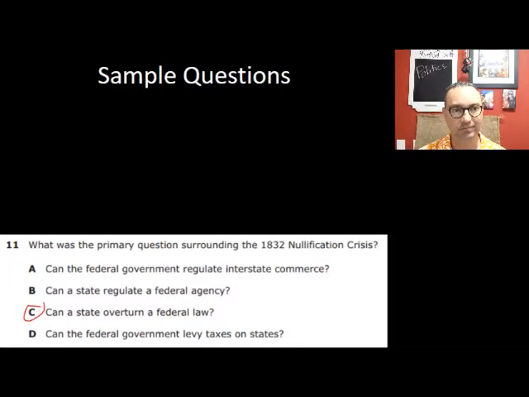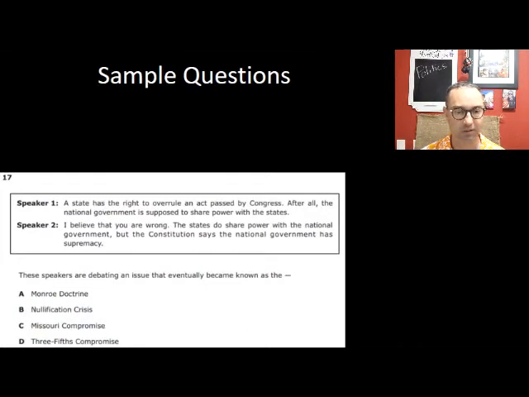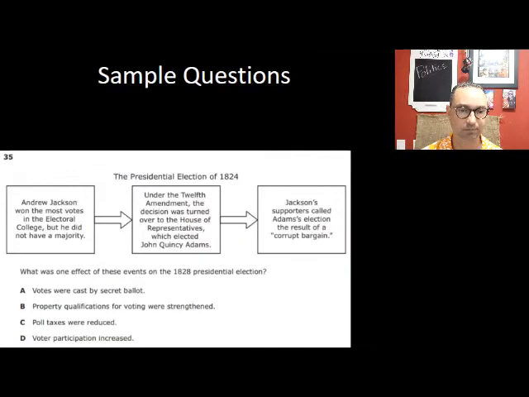Can they do that? Of course not. Once again, more nullification crisis here. The state has the right to, Speaker 1 says the state has the right to overrule an act by Congress. After all, the national government is supposed to share the power with the states. Speaker 2, you are wrong. The states do share power with the national government, but the Constitution says that the national government has supremacy. That is exactly what the argument was surrounding nullification.